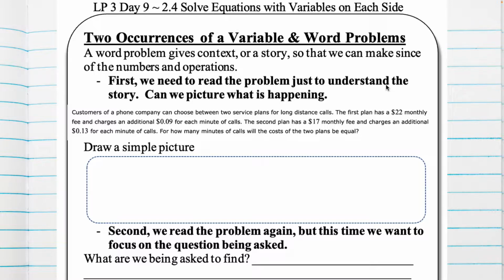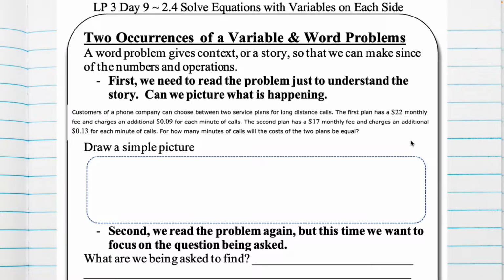So customers of a phone company can choose between 2 service plans for long-distance calls. The first plan has a $22 monthly fee and charges an additional 9 cents for each minute of calls. The second plan has a $17 monthly fee and charges an additional 13 cents for each minute of calls. For how many minutes of calls will the cost of the 2 plans be equal? So that is definitely a lot of information there in those couple of sentences.